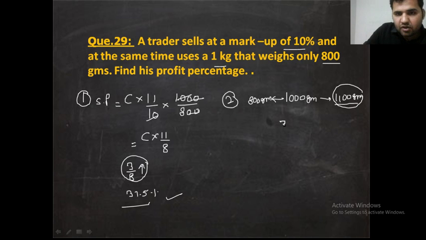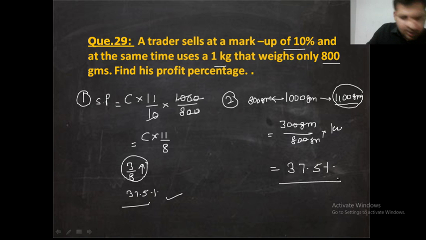The profit is of 300 grams over an investment of 800 grams. So therefore the profit percentage will be what? It is 3 by 8 in terms of percentage. It would be how much? 1 by 8 is 12.5, 3 by 8 would be 37.5%. Okay, so 37.5% profit is the right answer. These are the two methods to discuss this question.